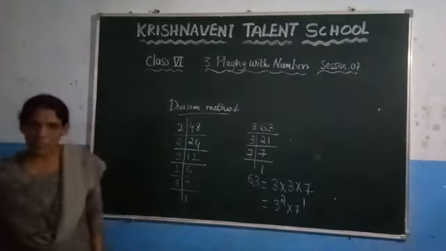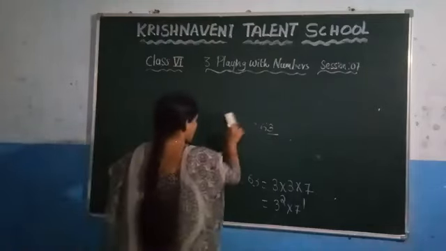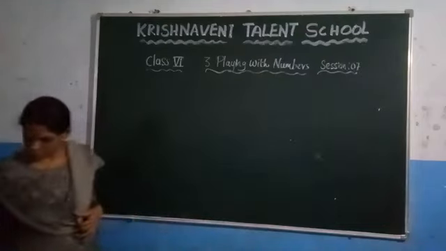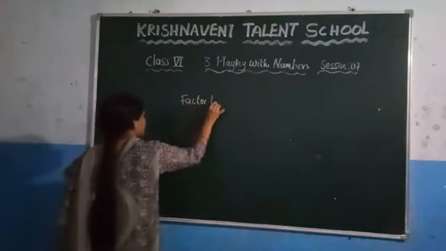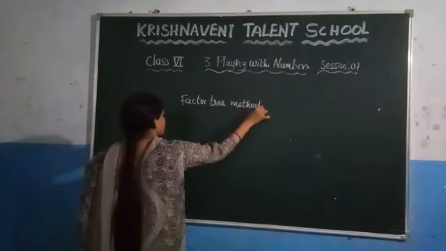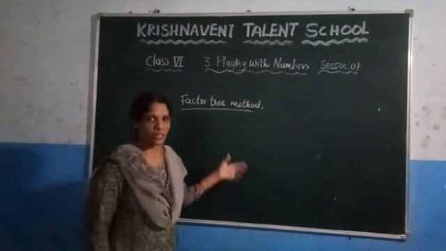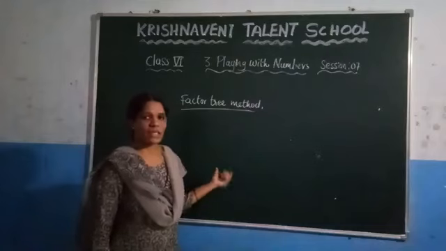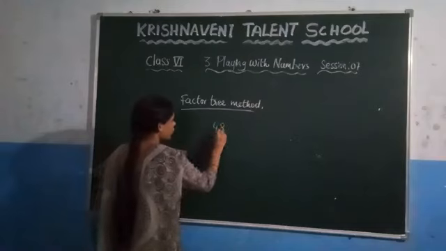Let us see now the second method which is the factor tree method. The name itself says factor tree method is in the form of a tree, some roots like that. So here in the factor tree method, how do you write the given number as a product of the prime numbers? Let us see the same example we have done before, 48.